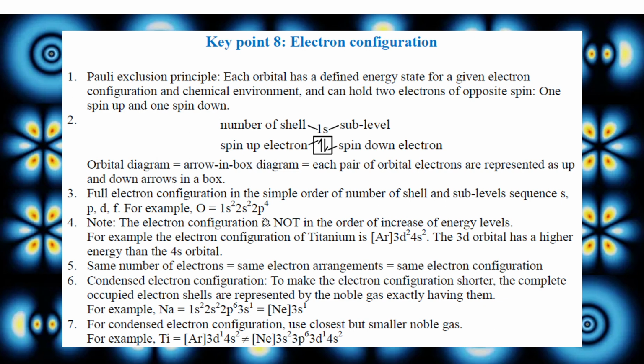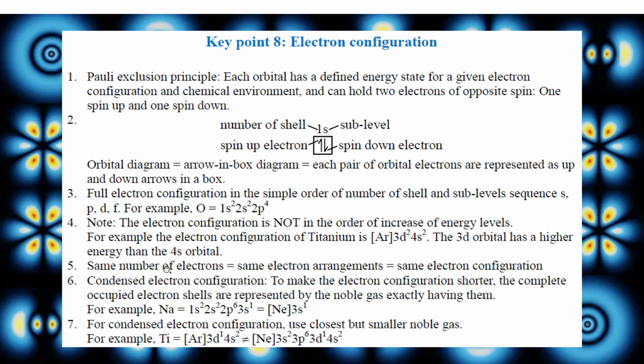For the full electron configuration, it's just the chronological order, 1, 2, 3, 4, 5, s, p, d, not about the energy. So the electron configuration is a bit confusing. For example, titanium is 3d2, 4s2, but actually the 3d energy is higher than 4s in the empty orbital. So it doesn't mean that 4s has a higher energy than 3d, it's just the chronological order. So be careful, don't get tricked by the electron configuration: it is not energy order, just chronological order.